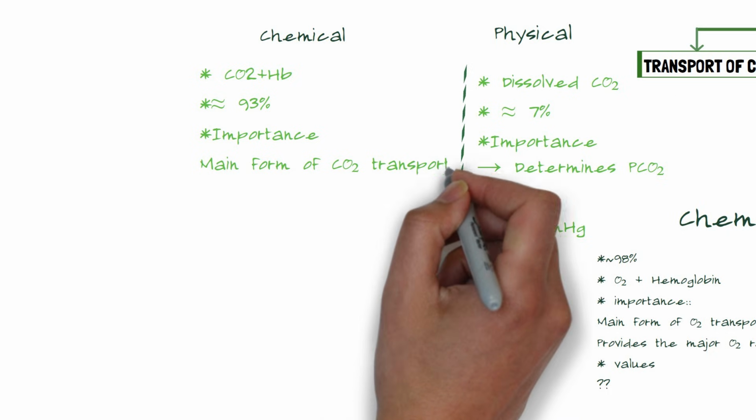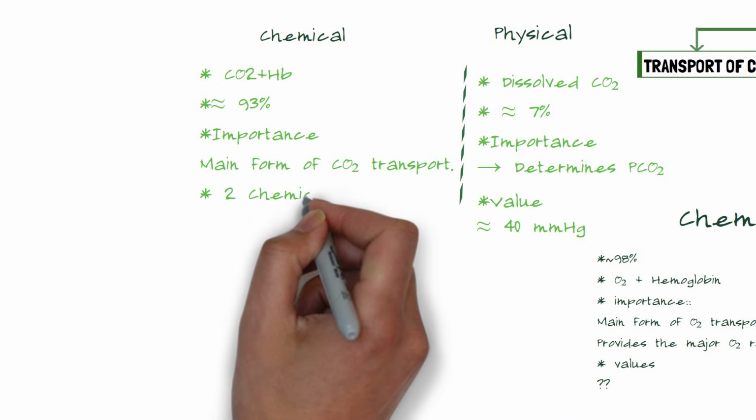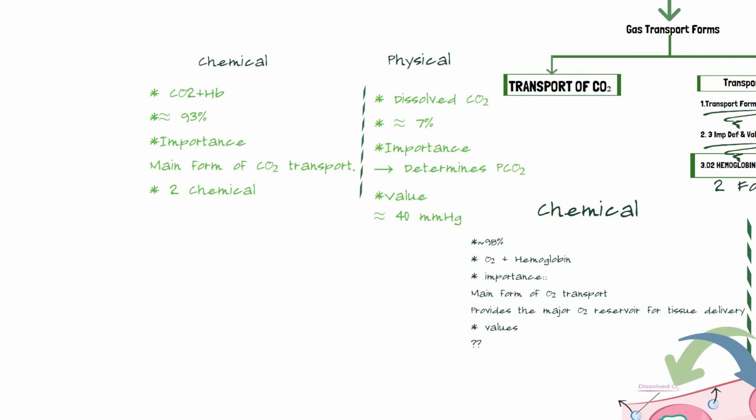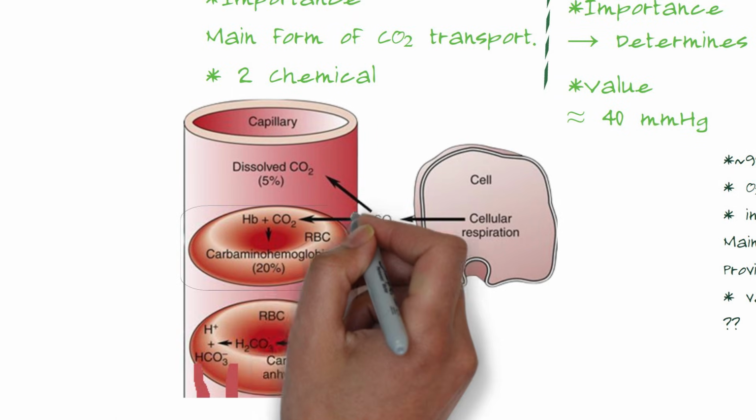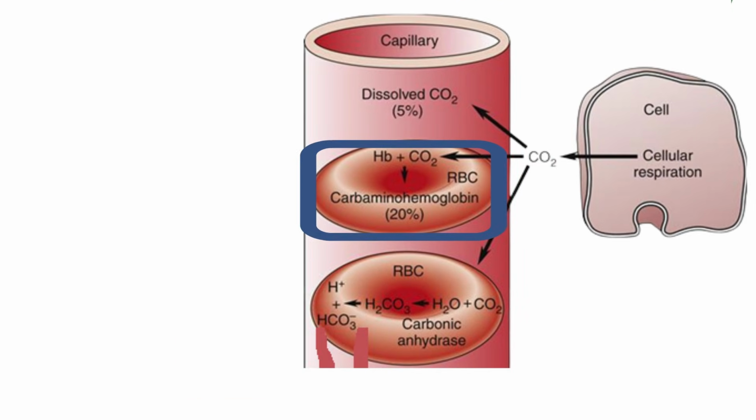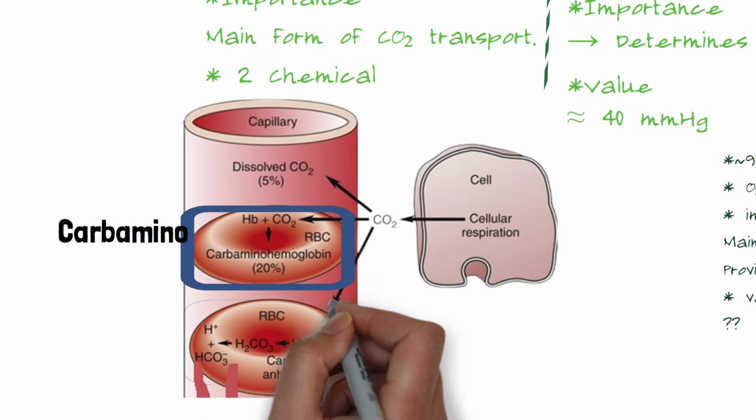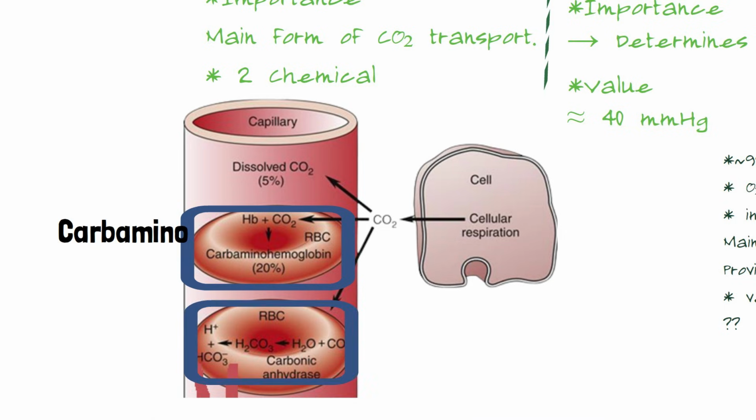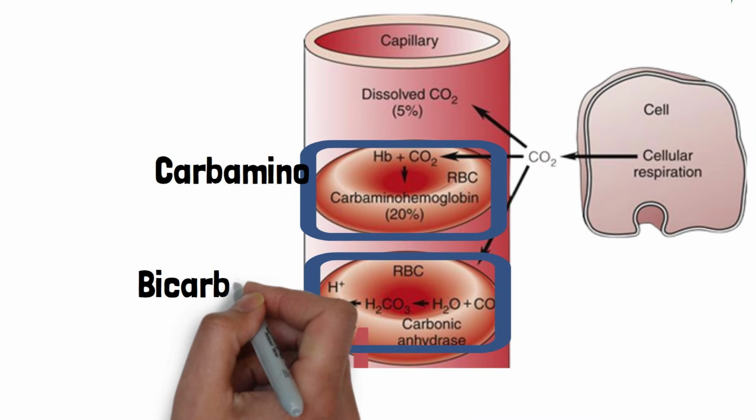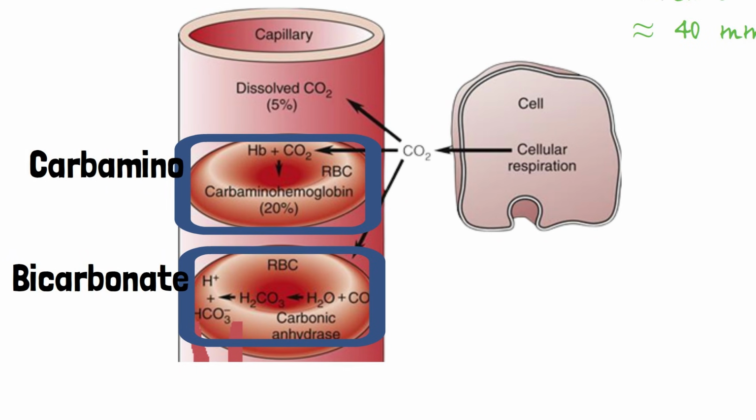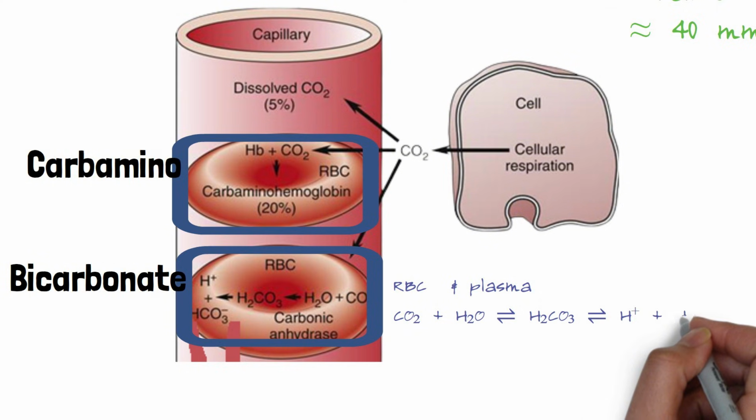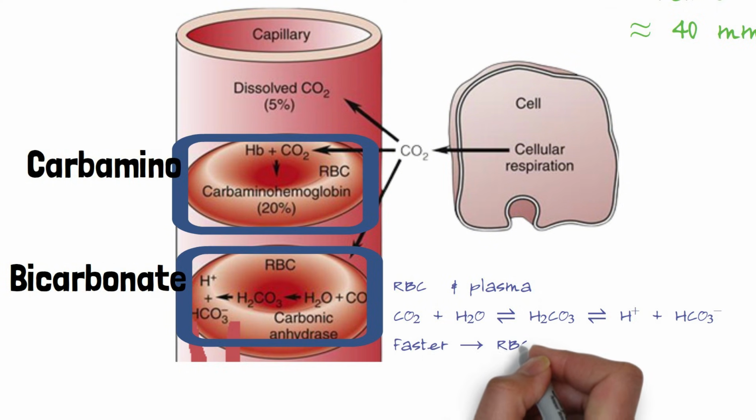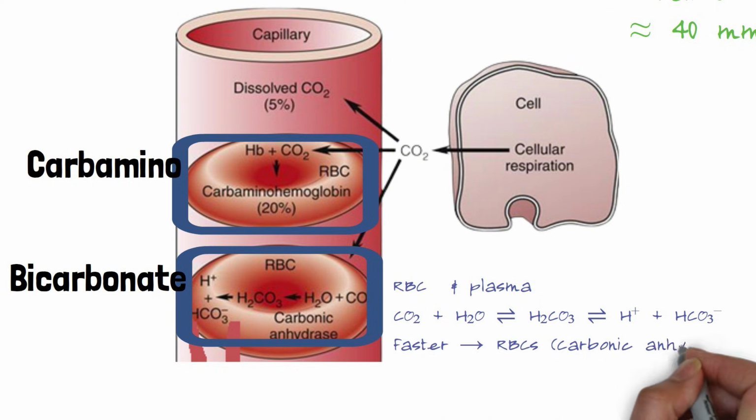There are two types of the chemical form. We have the carbamino and the bicarb. Regarding the carbamino, it's the carbon dioxide binding to the hemoglobin, while the bicarb, which is the main form, represents the carbon dioxide binding to the water, forming the carbonic acid, which dissociates into hydrogen and bicarb. Remember that the bicarb occurs in the plasma and the RBCs. However, in the RBCs, it's much faster due to the presence of the carbonic anhydrase enzyme.